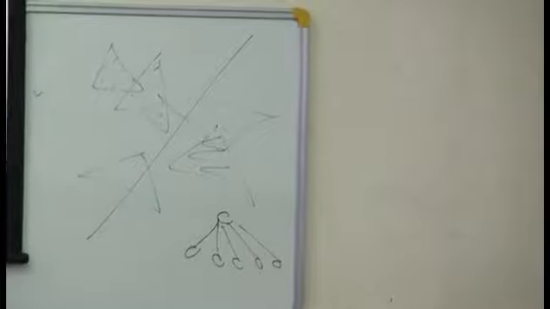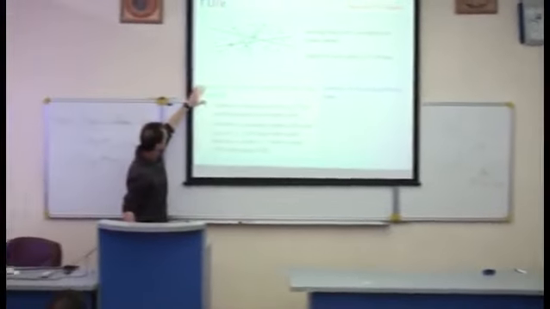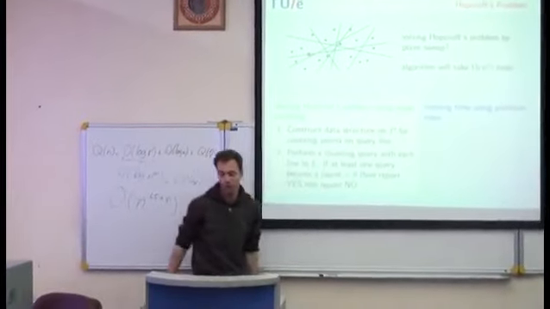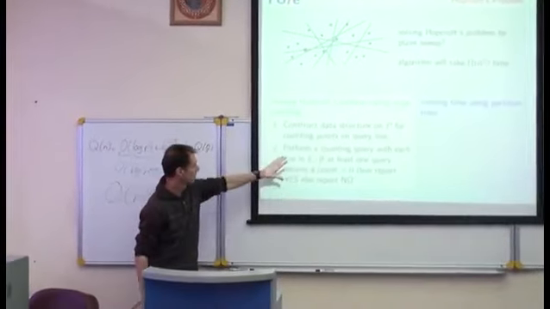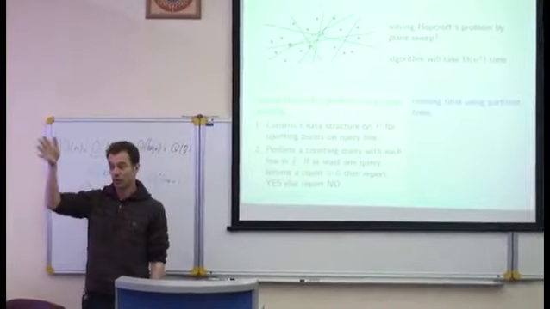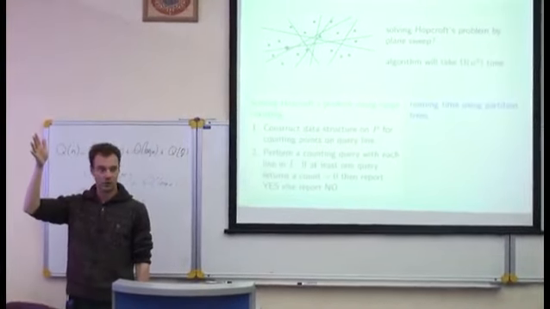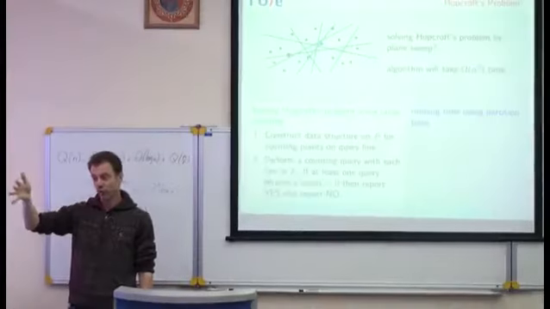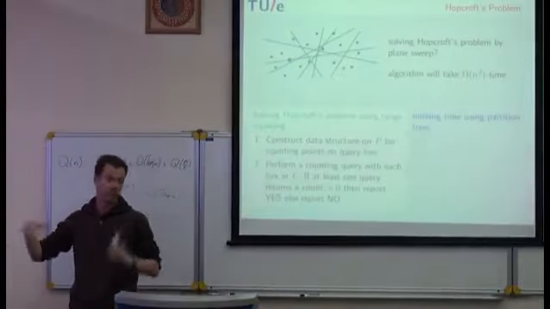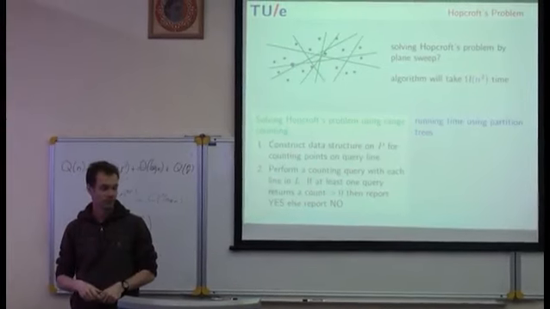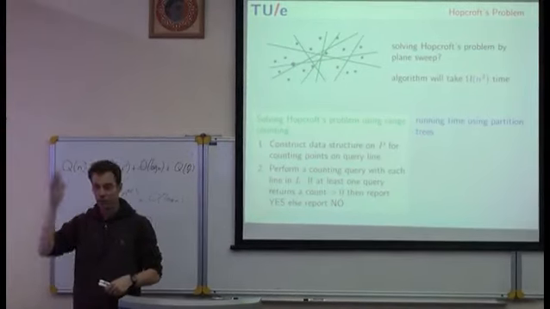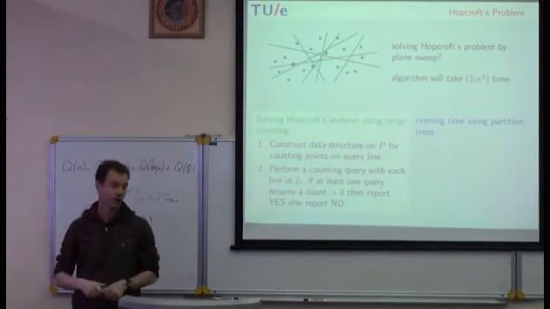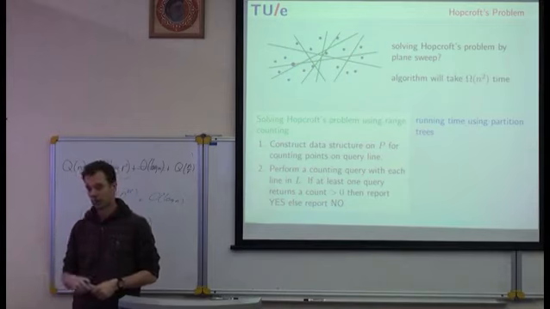Okay, so I construct a data structure for the number of points on a query line, and then for each of my lines I do a query. Okay. As soon as one of the queries reports a number of points which is greater than 0, I answer yes. If all my queries give as answer 0, no points on the line, then I answer no.